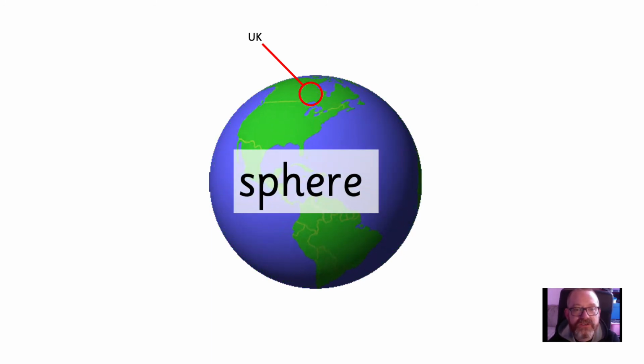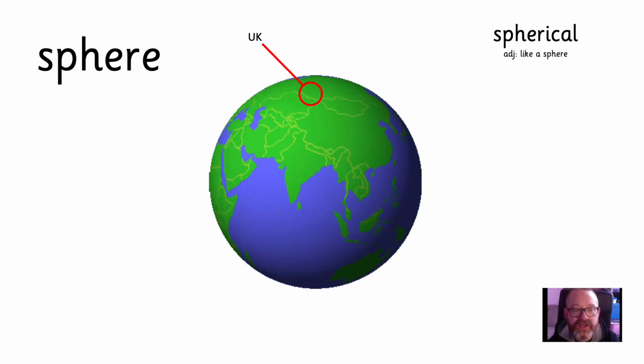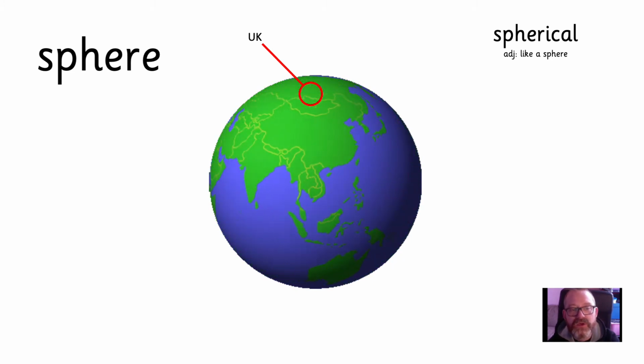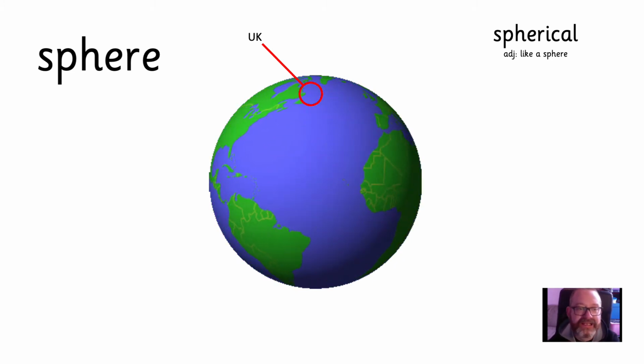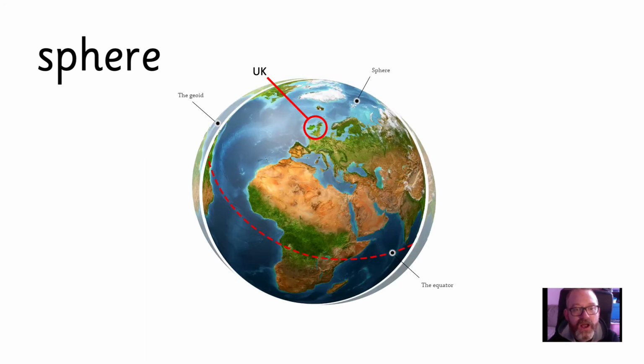And the word sphere also gives us the word spherical, and spherical is an adjective to describe something that's like a sphere. So some people might say, oh, the Earth is a spherical planet, or the sun is a spherical star. But actually, the Earth isn't exactly a sphere. The Earth has been squashed so that the top and the bottom parts of the Earth are slightly flattened, and that type of shape has a special name. It's called an oblate spheroid, and that means it's like a sphere that's been squashed.